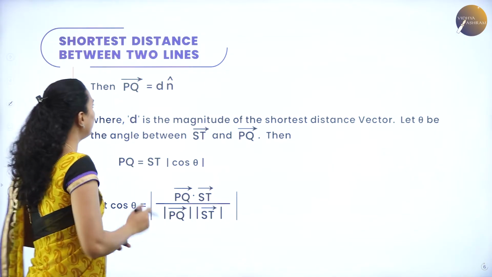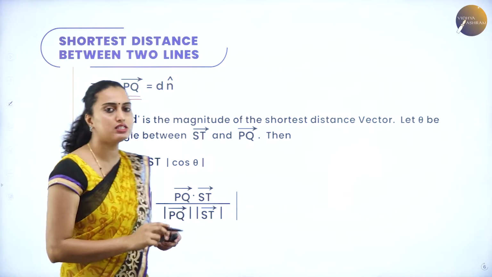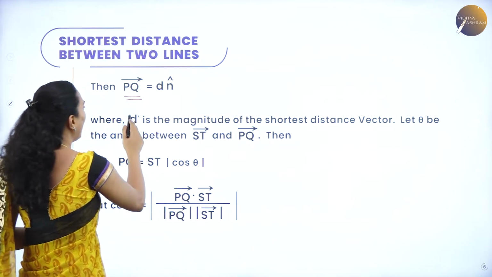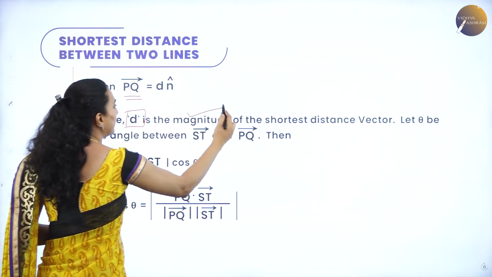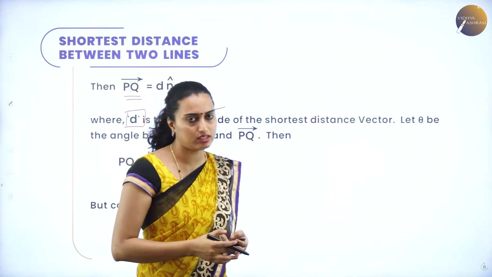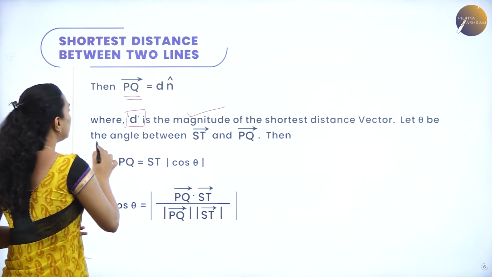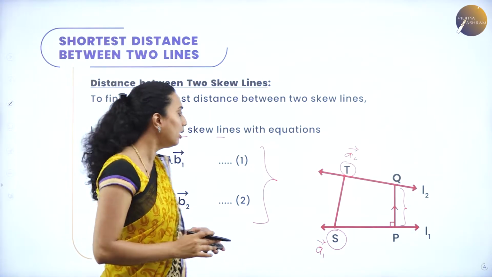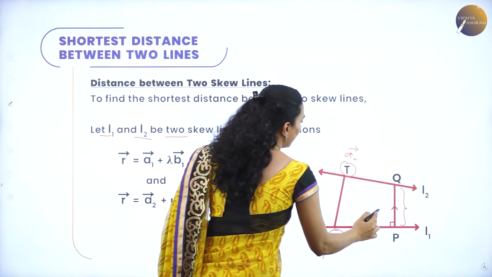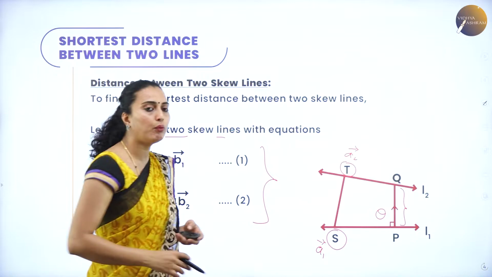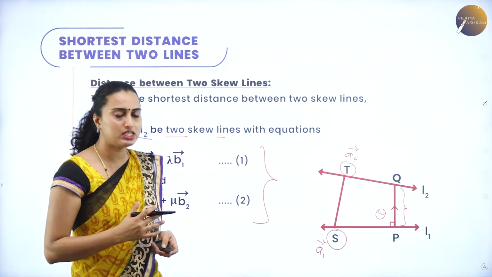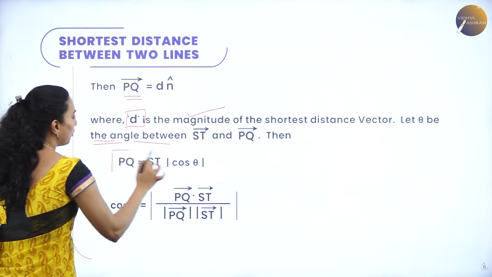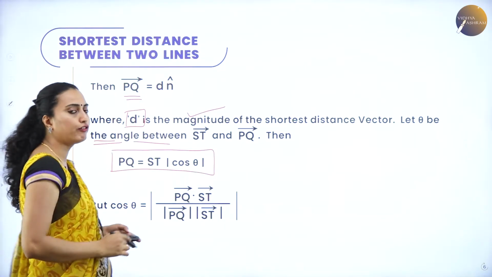And then we are going to have PQ vector is equal to d into n cap, shortest distance into n cap, where d is the magnitude of the shortest distance vector. Let theta be the angle between ST and PQ. So here in the diagram, I have taken theta as the angle between PQ and ST. Then what is the formula? It is given by PQ is equal to ST into magnitude of cos theta.